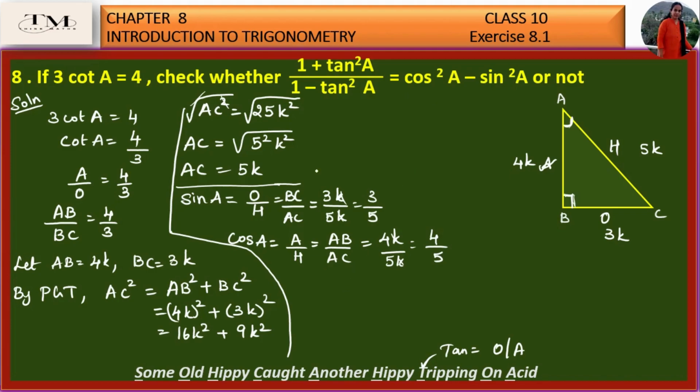Next, what do we need? We need tan A. Tan is nothing but opposite by adjacent. The opposite side is BC and the adjacent side is AB. BC is 3K and AB is 4K. So the answer is 3 by 4. So we got the values of sin A, cos A and tan A. Now we have to substitute in the equation and find the answer. Okay children, let us do that on the next page.